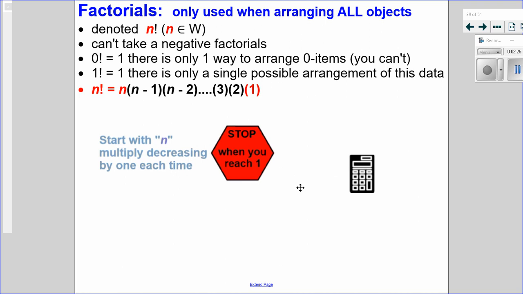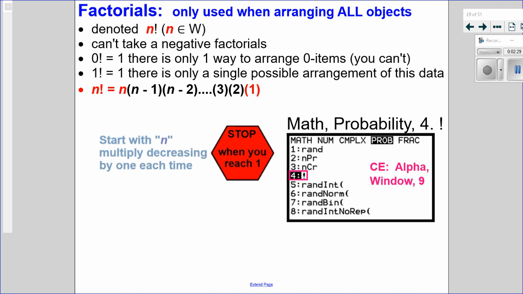Now let's talk about how we access this exclamation point, this factorial. On your calculator, you can go math, over to probability, and option number 4 is the factorial. If you have the CE calculator, it's just alpha window 9. So let's look at some examples using factorials.